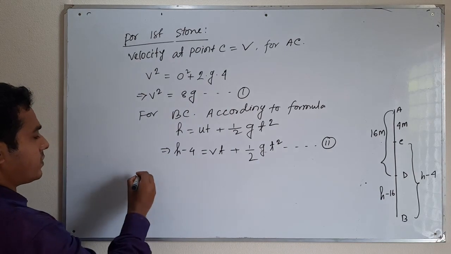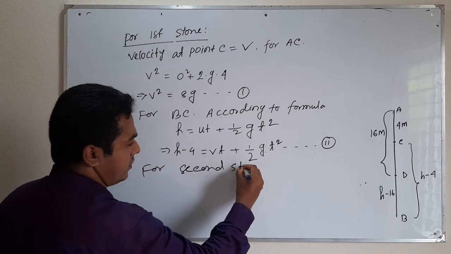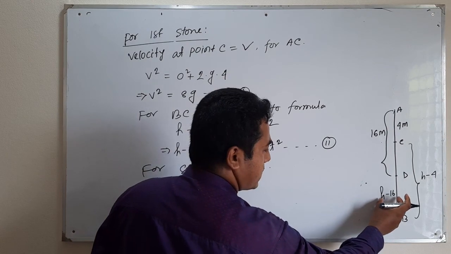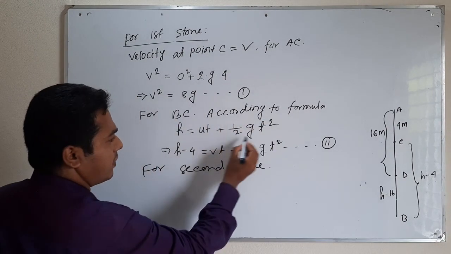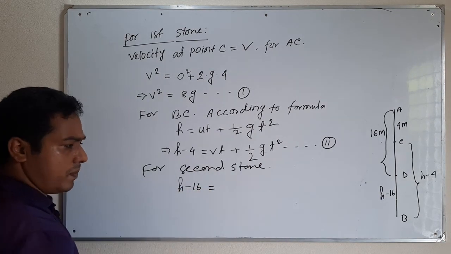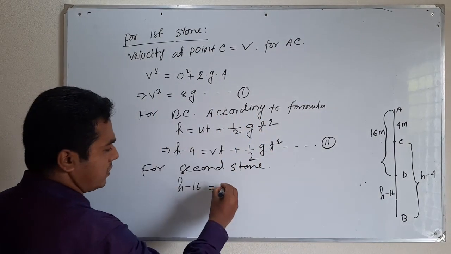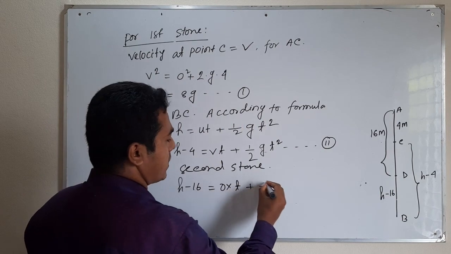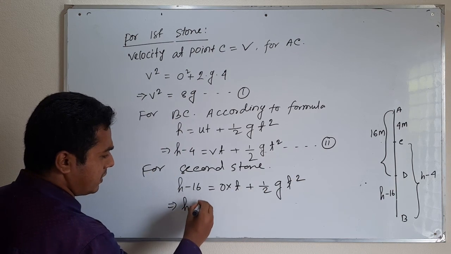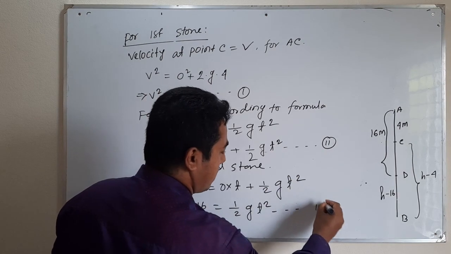Now for the second stone, the distance is H minus 16. According to the formula, H minus 16 is equal to UT plus half of GT square. Falling from the rest position, the initial velocity is 0, so H minus 16 is equal to half of GT square. This is equation number 3.